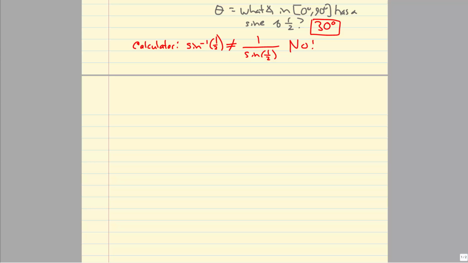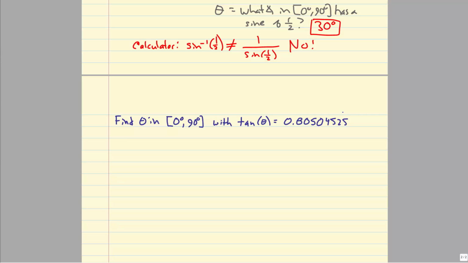Let's do tangent. So we want to find theta in the interval, and let's do 0 degrees to 90 degrees, that has a tangent of theta equal to, and we have a long decimal here because we want some accuracy. So let's do 805.04525.